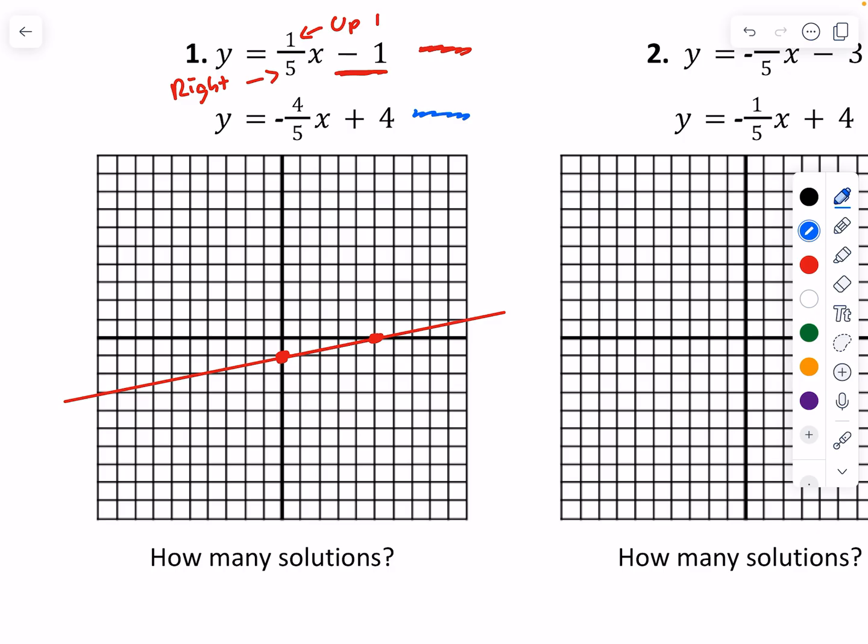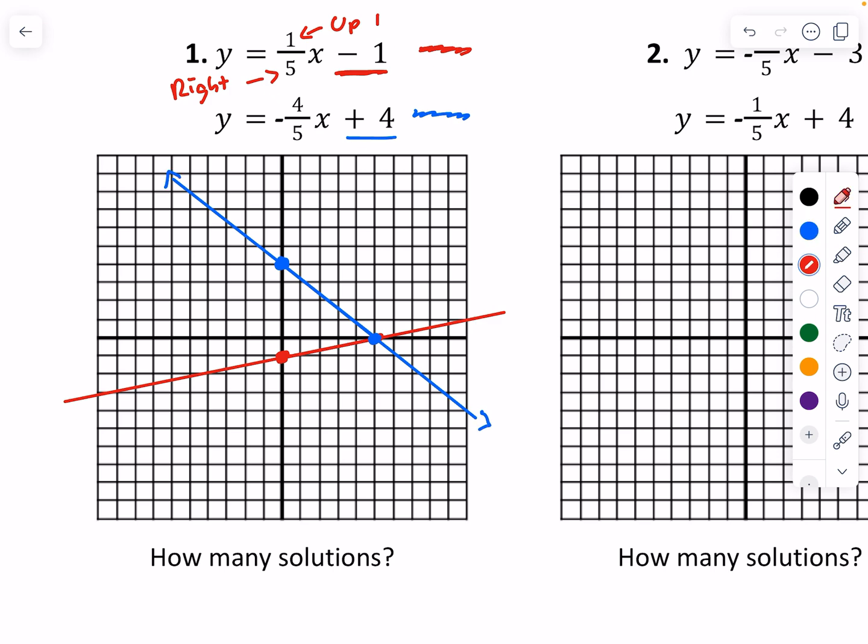Okay. Now, for the second one, I'm going to start by going up four. One, two, three, four. Then I'm going to be looking at my slope, and that is going to tell me to go down four, right five. One, two, three, four, right five. One, two, three, four, five. Do I know how to count? One, two, three, four, five. Yeah, we're good. Okay. That is five. And when you do that, we can hopefully see that they're going to cross right there.